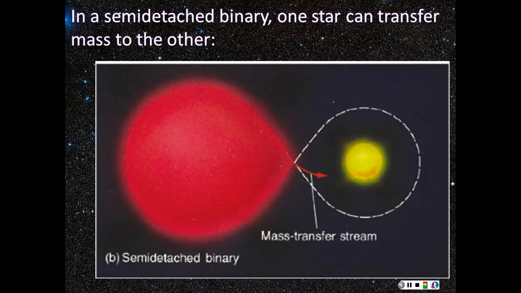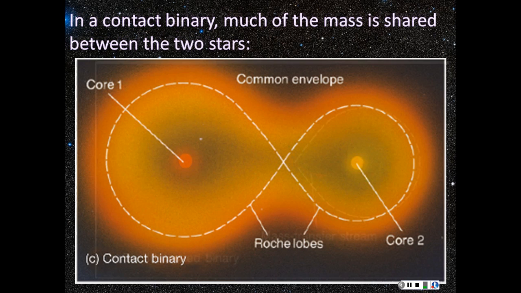Then we have semi-detached, and this is basically where one of your stars is filling up its Roche lobe. It's so big that its Roche lobe is inside the star, and because this is a surface of equipotential in gravity, material basically gets funneled through the Lagrange point and towards the other star. So you get this transfer of material from the bigger star, the one that's exceeding its Roche lobe.